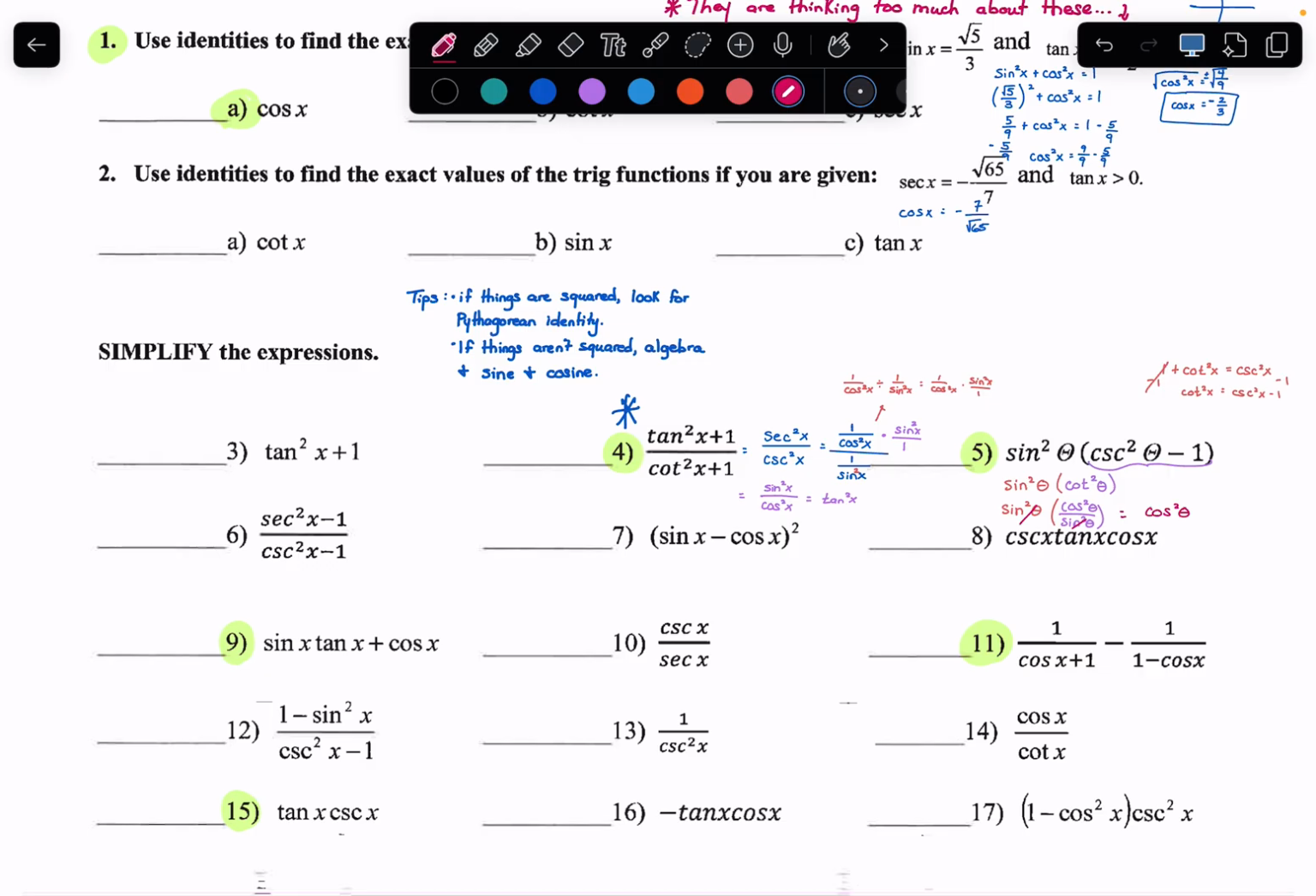6, 7, and 8 are good examples. 7 does have a double angle identity, so I wouldn't give you one like that, but 6 is good, 8 is good. You just turn it to sine and cosine.